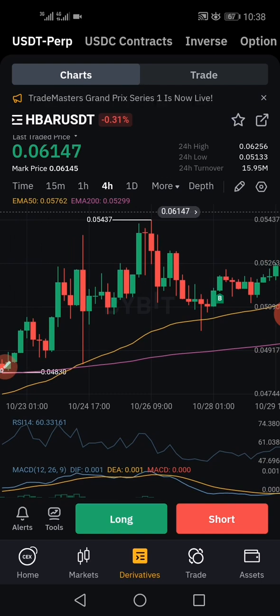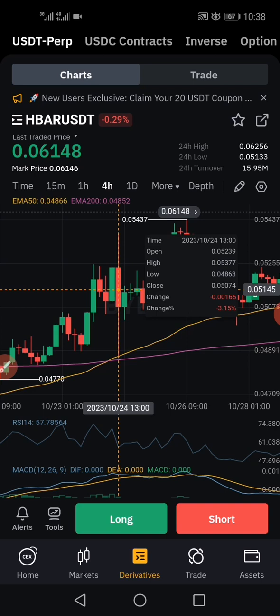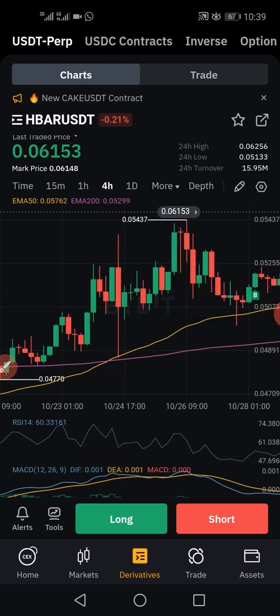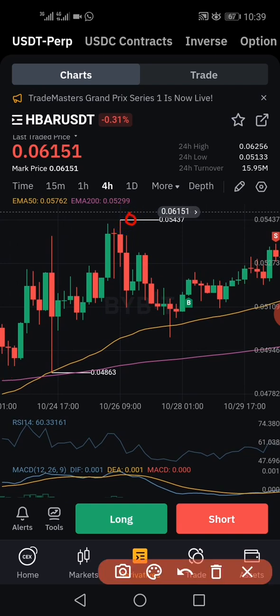the price of the asset was, let me put the tab on this candle. It opened at 0.05239 and closed at 0.05377. The highest the price went for that day was 0.05377. The lowest was 0.0487. So if you had entered the trade at this point, you would have made a profit at this point here.